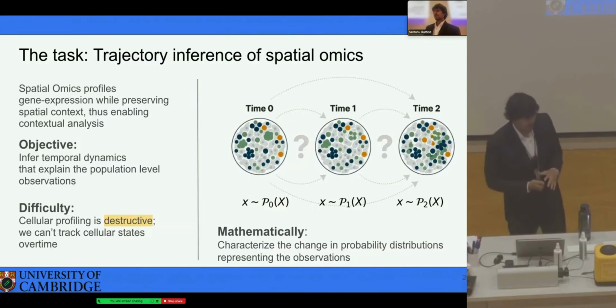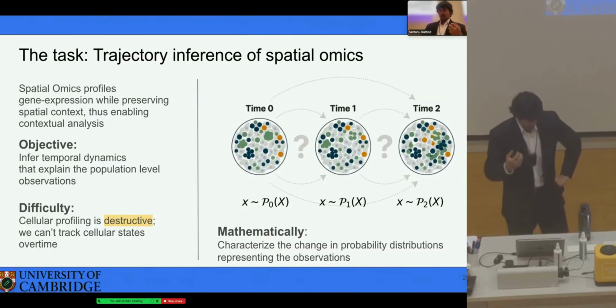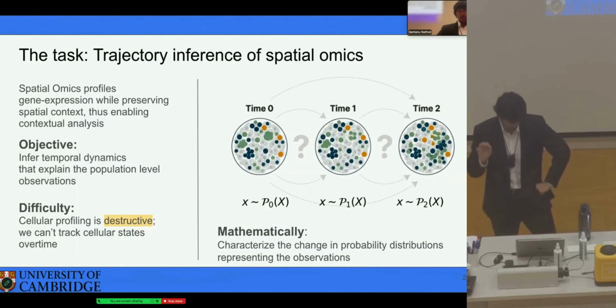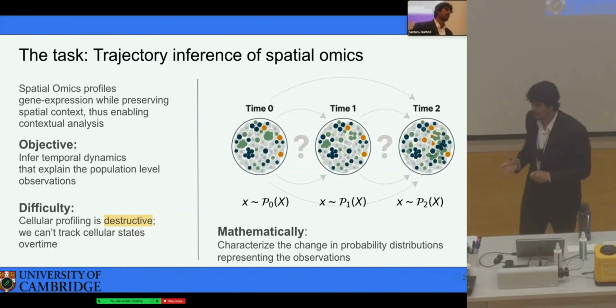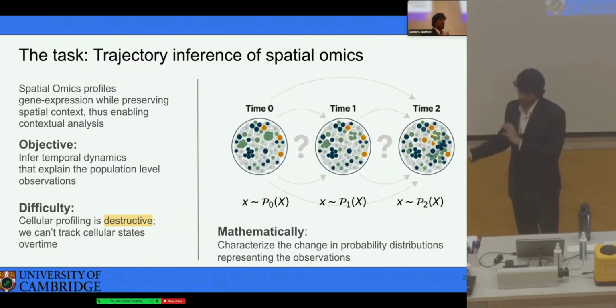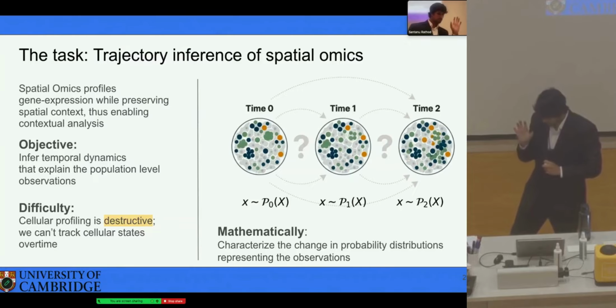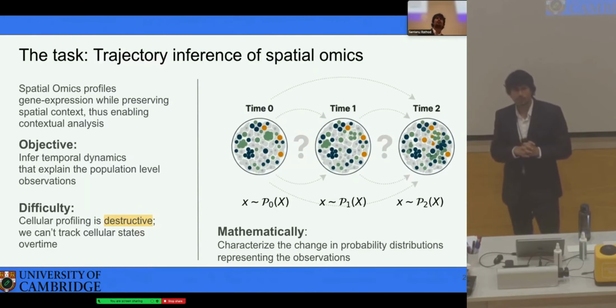Our objective is to infer the temporal dynamics that best explain the population-level observations. The difficulty, as with any omic profiling technology, is that it's destructive. You can't track the cellular states over time, because the moment you read what's happening, the cell dies. Mathematically, you have a time-evolving probability distribution and you're taking samples from it at a given point in time. So the task is to characterize these dynamically evolving, time-varying probability distributions.